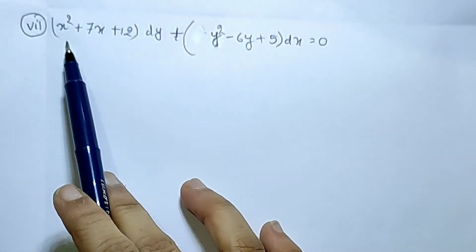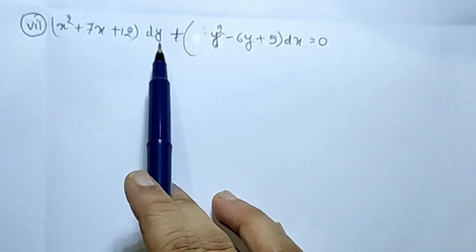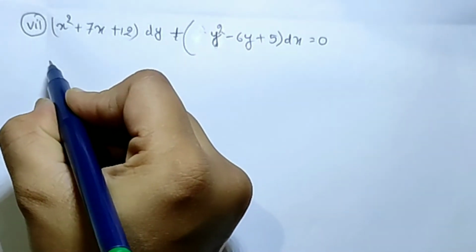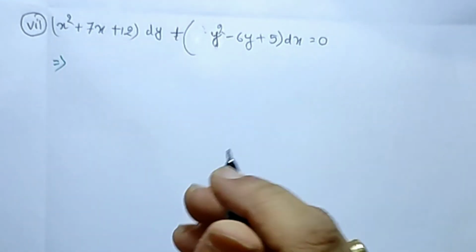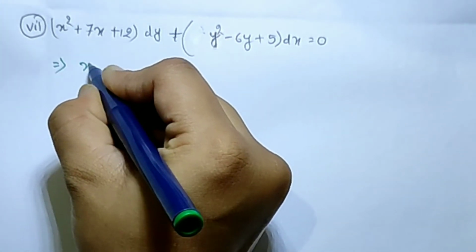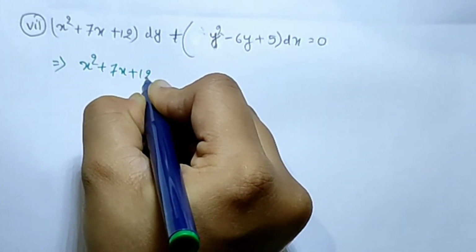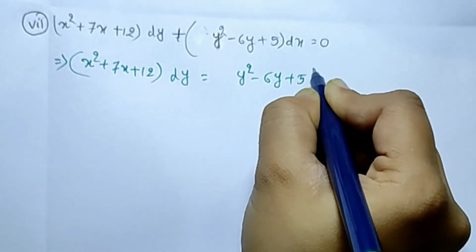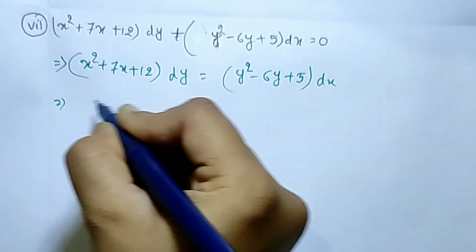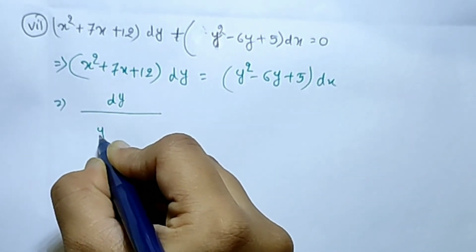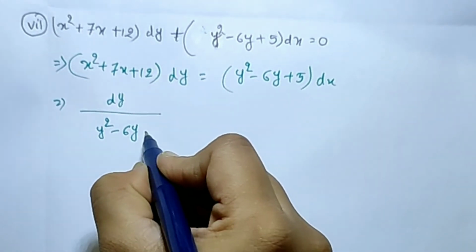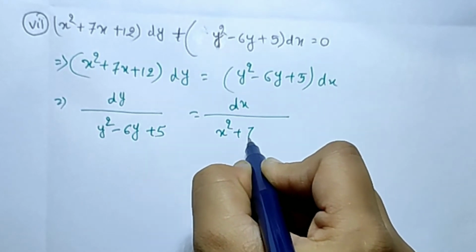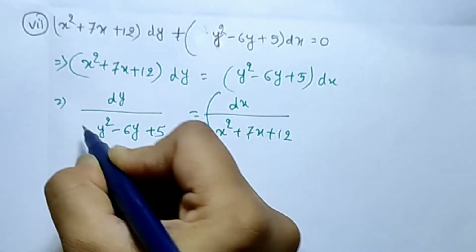Moving on, the next question is (x square plus 7x plus 12) into dy plus (y square minus 6y plus 5) into dx is equal to 0. First we have to separate the variables. So (x square plus 7x plus 12) into dy is equal to (y square minus 6y plus 5) into dx, which implies dy by (y square minus 6y plus 5) is equal to dx by (x square plus 7x plus 12). This is the integration.